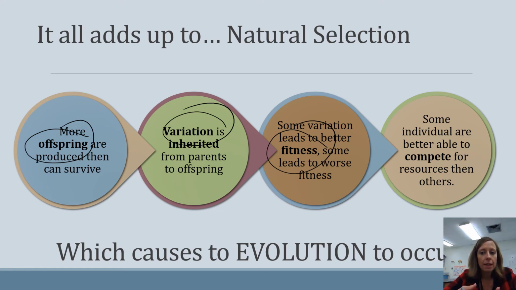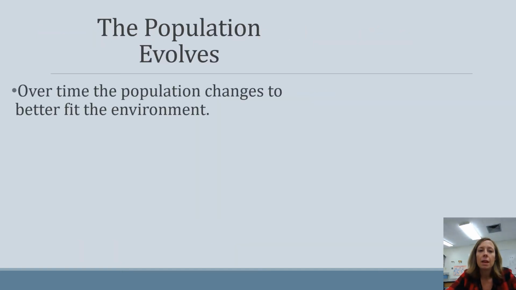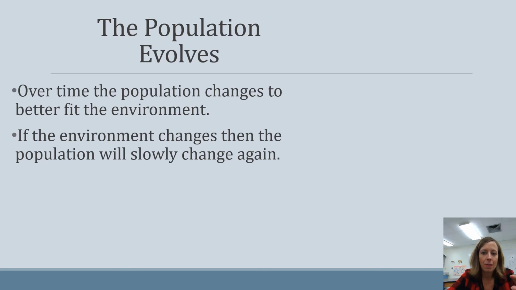The animals that don't blend in can't go out and get food, so they don't compete as well. All of this leads to evolution, and our population will end up evolving. So the population will change over time to better fit the environment. And that's the key. It has to be about that particular environment. So if the environment changes, the population will slowly change again.